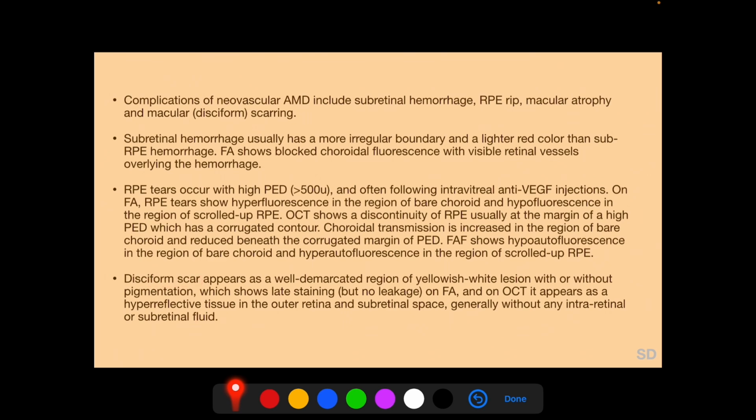Disciform scar appears as a well-demarcated region of yellowish-white lesion with or without pigmentation, which shows late staining on fluorescein angiography but without any leakage, and on OCT it appears as a hyperreflective tissue in the outer retina and subretinal space, generally without any intraretinal or subretinal fluid.